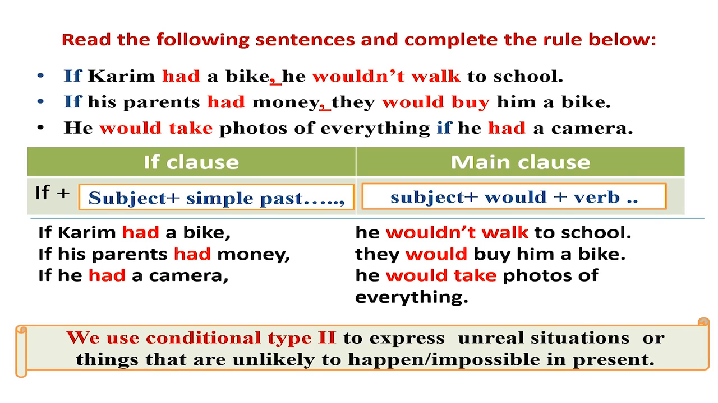So we use conditional type 2 to express unreal situations, something that is not real, the opposite of reality, or things that are unlikely to happen, or things that are impossible in the present. Okay, so he would take photos of everything if he had a camera. He doesn't have a camera and he doesn't take photos, so we are just imagining the unreal situation here.